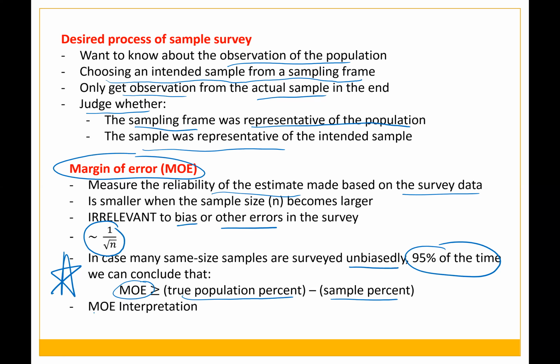And then finally, we have MOE interpretation, margin of error interpretation. How do we interpret the margin of error when we're given the result of some survey and this margin of error? What can we conclude about our result compared to the characteristic of the actual population? We're going to see that in the review questions.